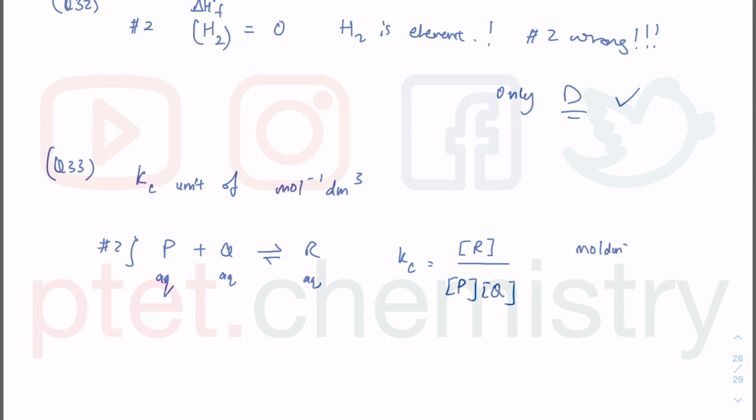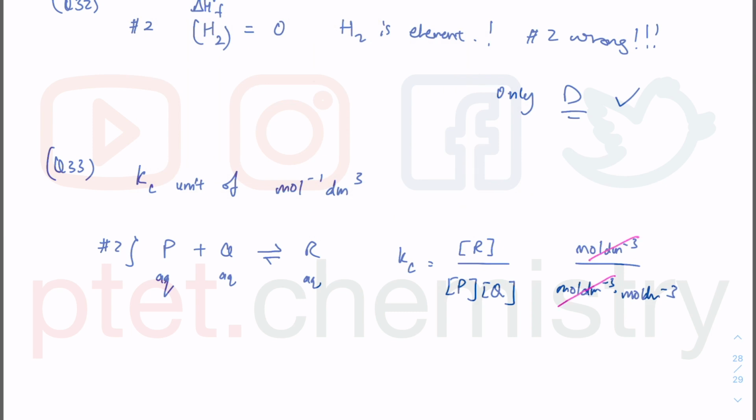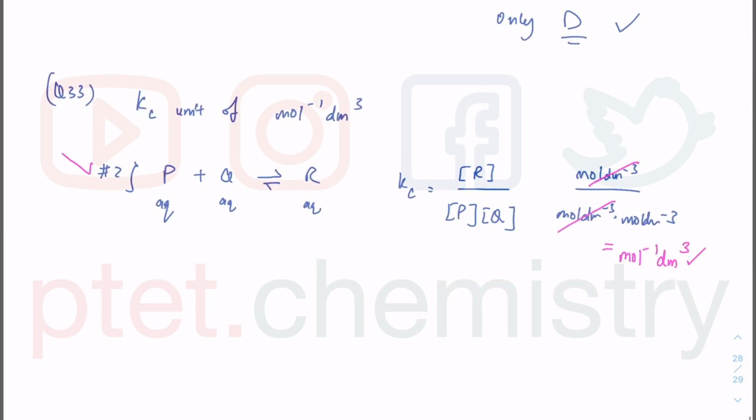So there is mole per dm cube over mole per dm cube times mole per dm cube. Hopefully you can see that the mole per dm cube cancel one of that, and I don't care about the numbers because we don't have the actual value. Let's just have a look at the unit. So 1 over this thing will give you mole minus 1, and then 1 over dm minus 3 will give you dm cube. So this is correct. Option 2 is correct. Now let's go back to option 1.